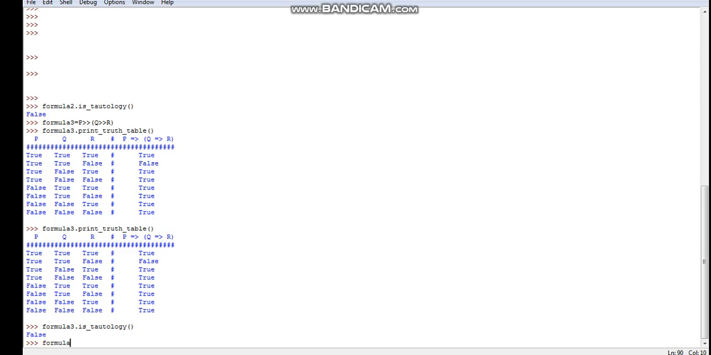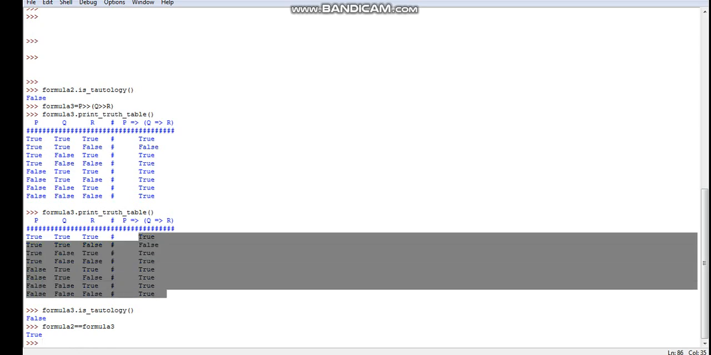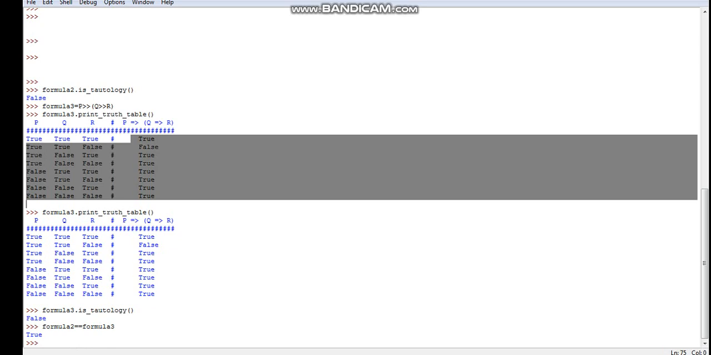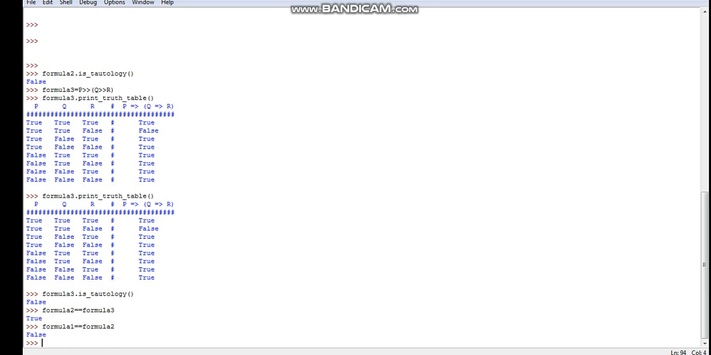We can also check whether these two formulas are equivalent to each other or not. For that we have to write formula 2 equal operator formula 3. It is true because these two truth tables are logically equivalent to each other. We can also check this for formula 1 and formula 2. It comes false because formula 1 is not logically equivalent to formula 2. Let's restart the shell because this is not properly visible.